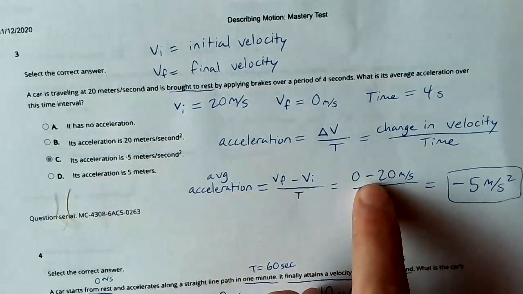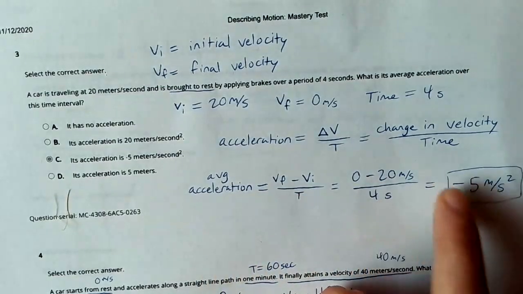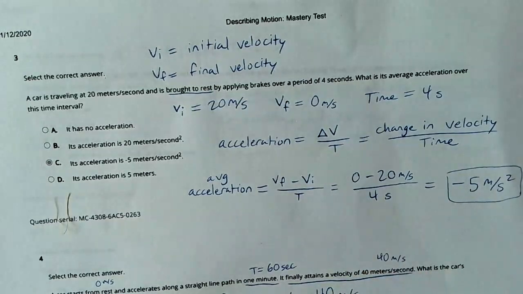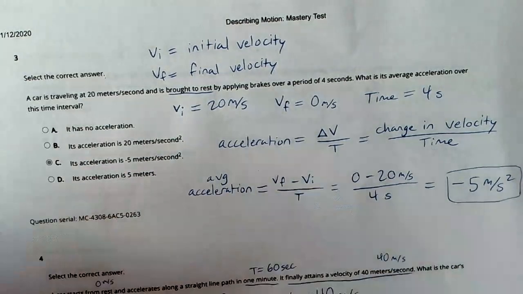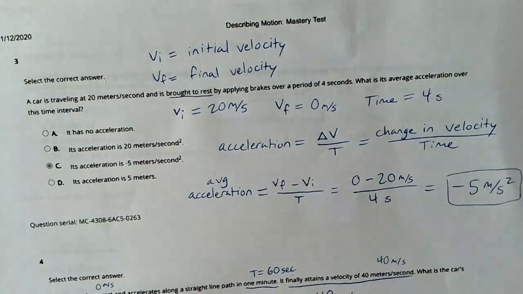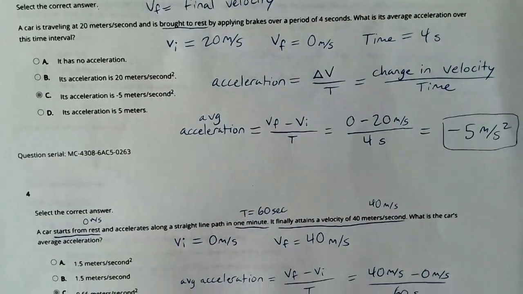So we have negative 20 divided by 4, and that gives you negative 5 meters per second squared. And a negative acceleration, all that means is that the change in velocity is negative. It's slowing down. And yeah, so any questions you see about acceleration, think of the change in velocity over time. And that's what the next one is about too.